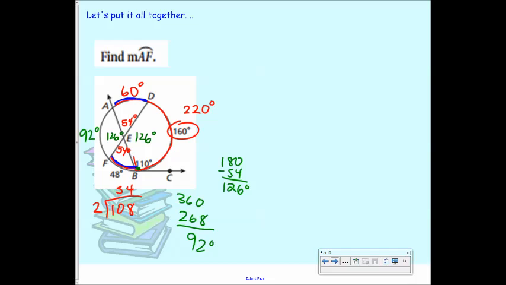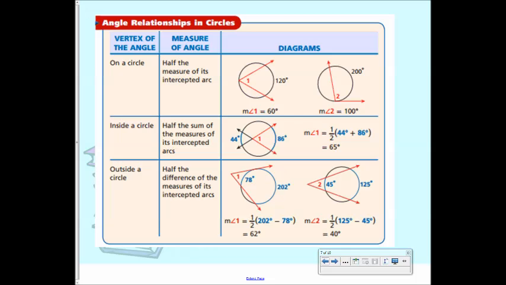Let me go back for just a second, because people are starting to make mistakes. Remember that to double it, where does the vertex have to be? On the circumference of the circle. Okay, so if it's inside the circle, you have to use the adding together relationship. The only time you can double it is if it's on the circle. So just keep that in mind.